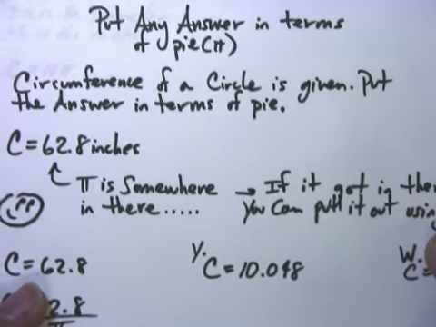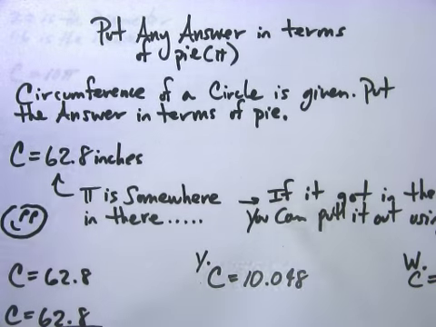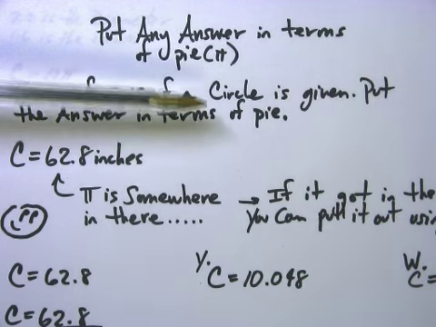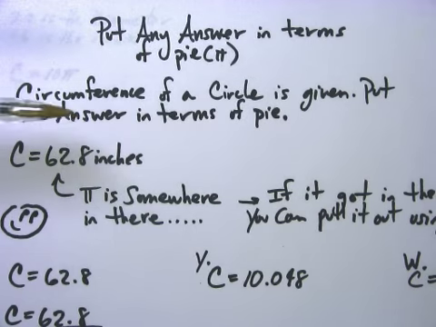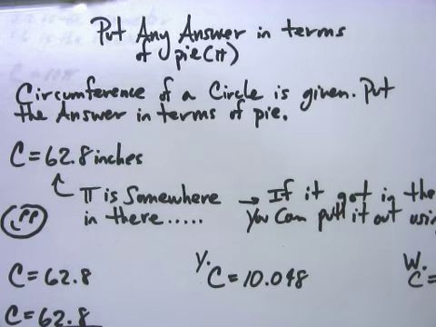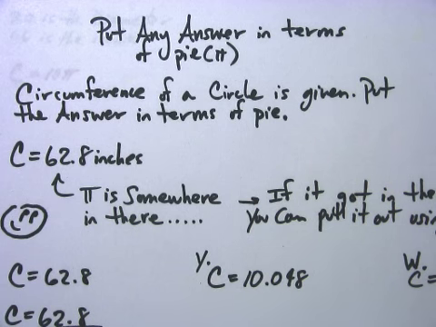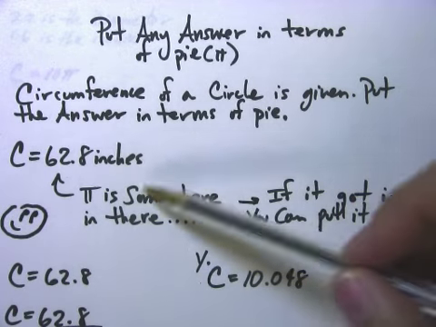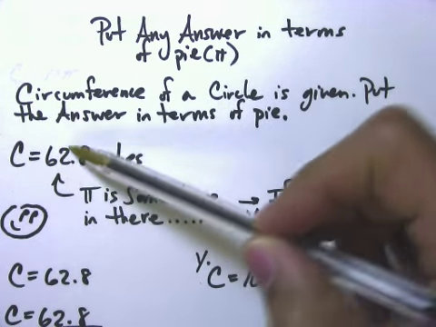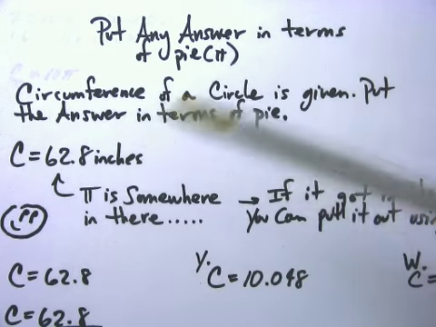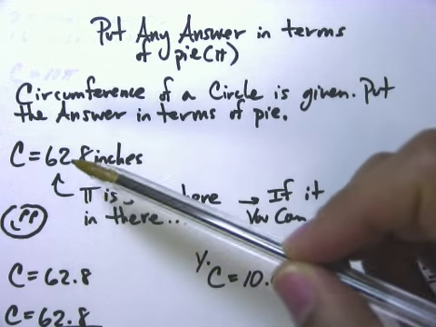Now, let's discuss how to put any answer in terms of pi. The circumference of a circle is given, but put the answer in terms of pi. So they're going to give you the circumference of the circle, and they're going to want you to put the answer in terms of pi. Well, here's my circumference. Let's just say it's 62.8 inches. And they want me to put it in terms of pi. Well, the thing to remember is that pi is somewhere in there. It's somewhere in my circumference, somewhere in their number, right?